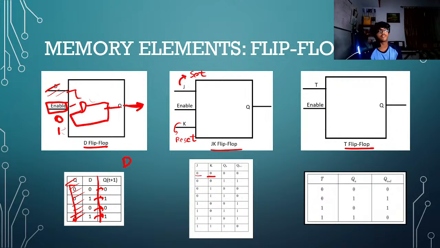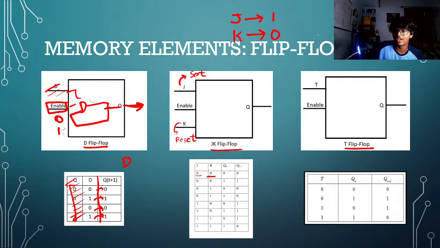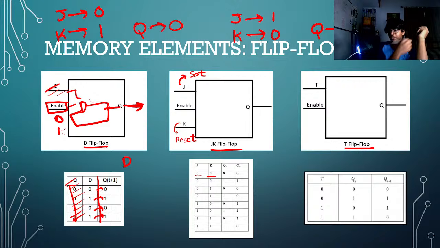If J is 1 and K is 0, it sets the flip flop. That means setting Q to be 1. If J is 1 and K is 0, Q becomes 1. It sets the Q. And if J is 0 and K is 1, it resets the Q. So it resets Q back to 0 no matter what the previous Q is.